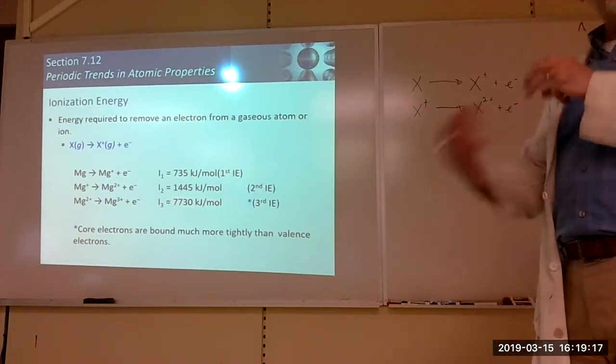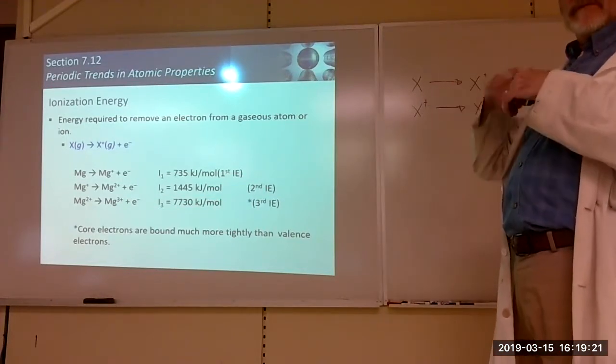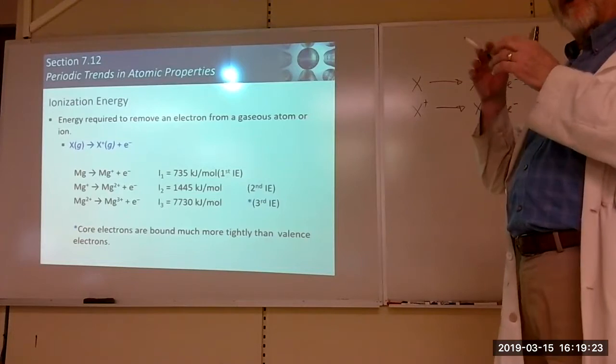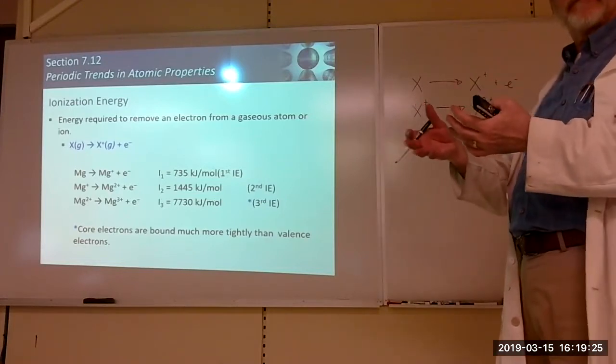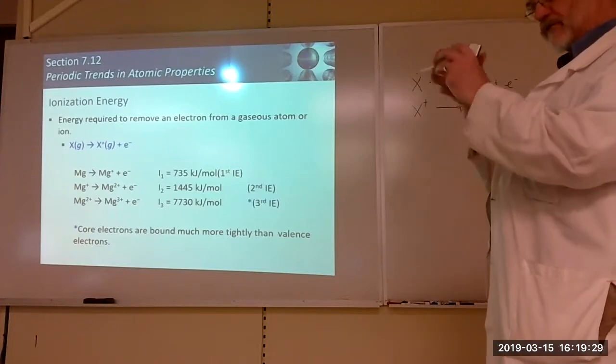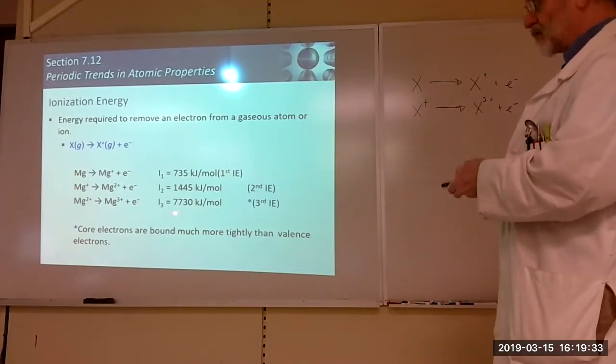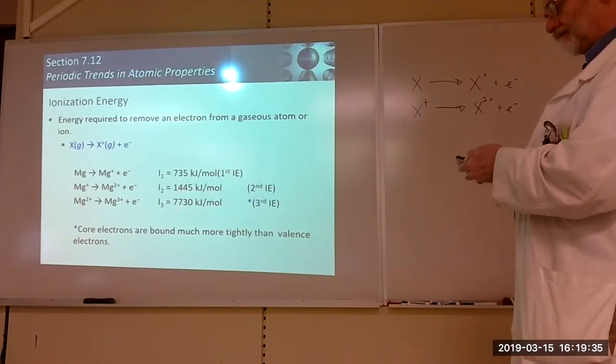Right? Valence versus core. Valence electrons are those in the outermost shell that participate in the reaction. Core electrons, no. They're stuck. They want to be there. They don't want to give up. You have to put a lot of energy in there to get them to move.